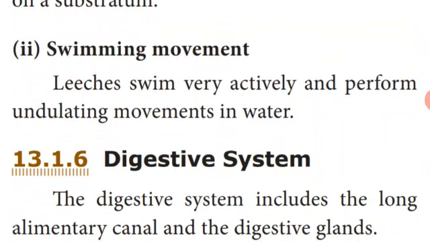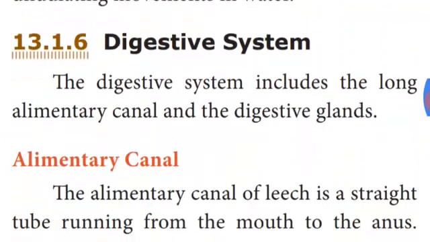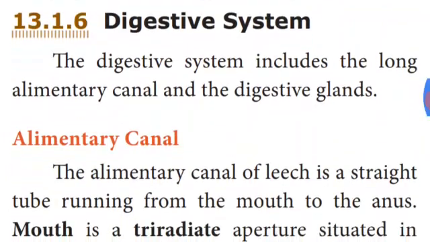Next, let us move on to the topic digestive system. The digestive system includes a long alimentary canal and digestive glands. First, we will see the alimentary canal. The alimentary canal of leech is a straight tube. It starts from the mouth and ends in the anus.